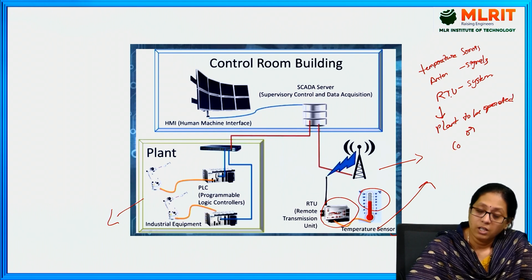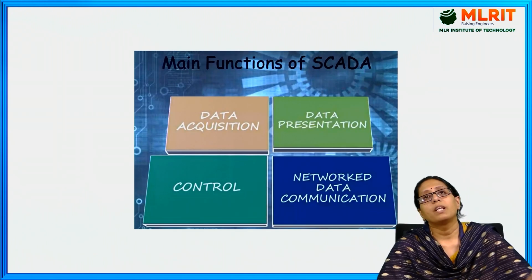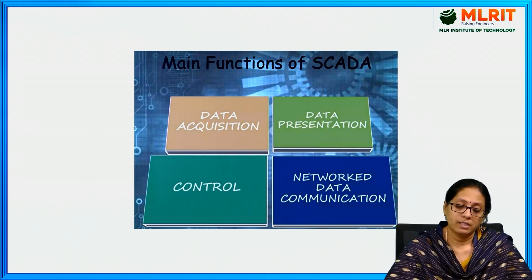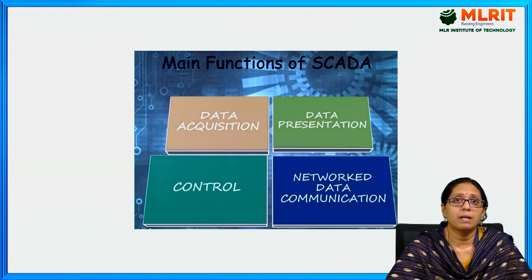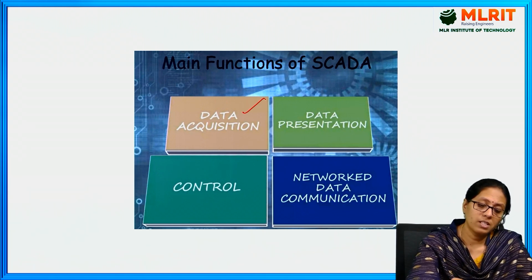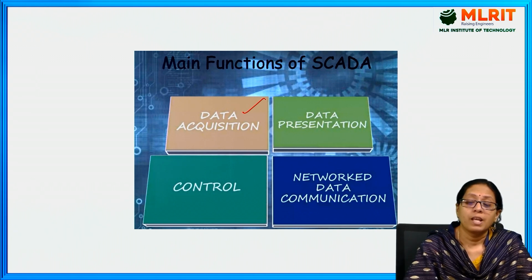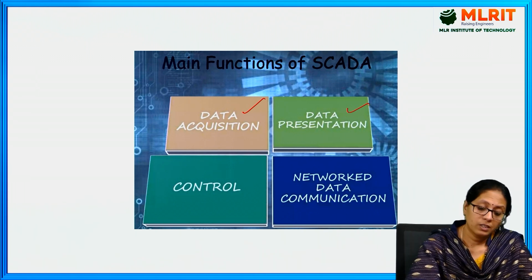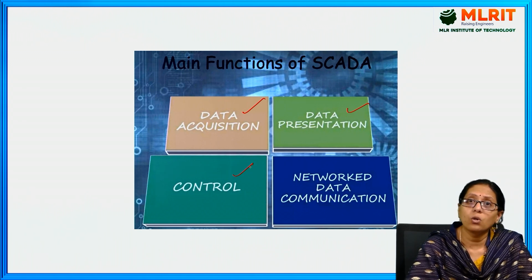What are the main functions of the SCADA? There are 4 types of functions. First one is data acquisition. The second one is data presentation. Third one is the controlling. Fourth one is networked data communication.